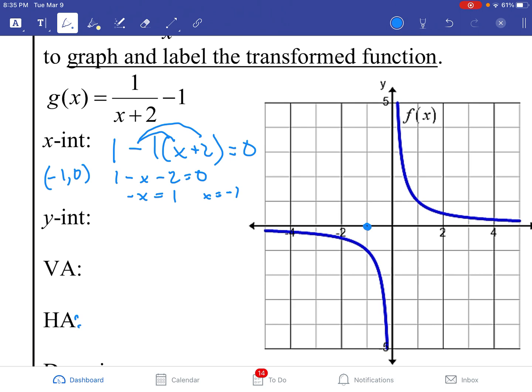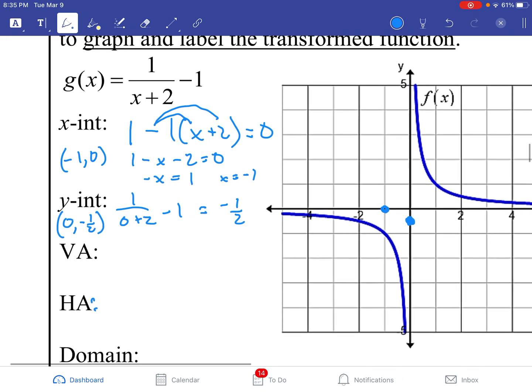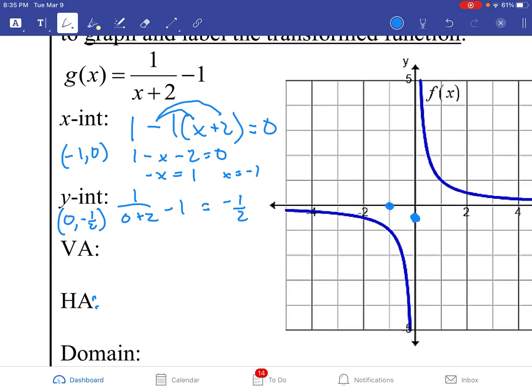The y-intercept, I'm going to take the whole fraction, put 0 in for x. So I have 1/2 minus 1, which will equal negative 1/2. So my point is going to be 0 comma negative 1/2. My vertical asymptote is going to be the denominator, setting that equal to 0 and solving, so it's going to be x equals negative 2.